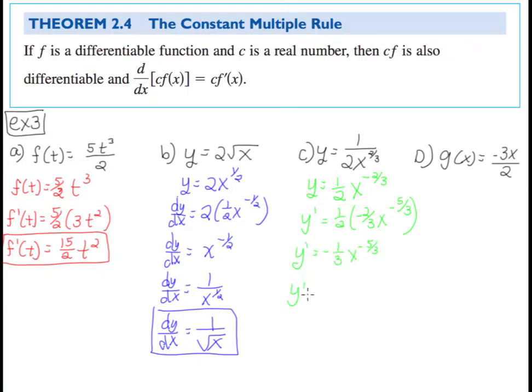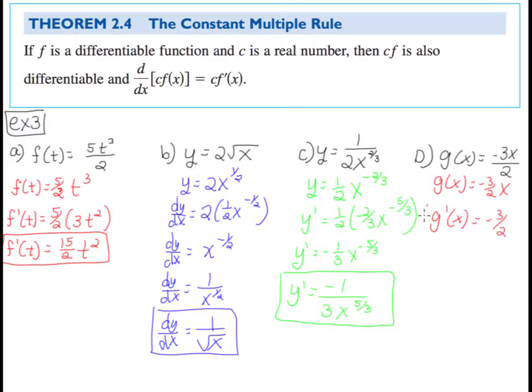Eliminate the negative exponent by moving the x to the denominator. Now my original problem had a fraction power, so I'm going to keep this one as written with a fraction power. In D, my constant is -3/2, so I got -3/2 times x. I'm going to differentiate this by finding our power rule. Well, the derivative of x is just 1. So my answer is 1 times -3/2, or -3/2.